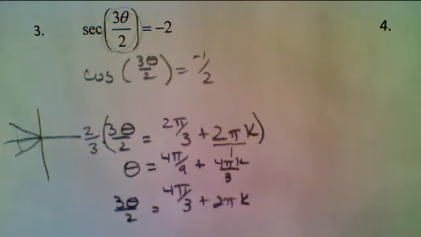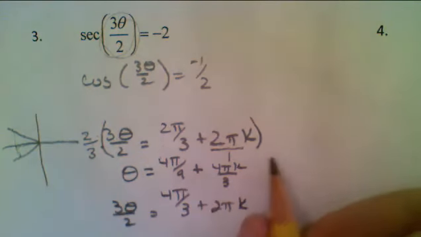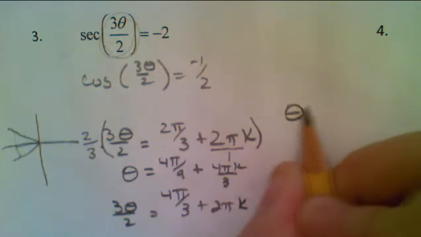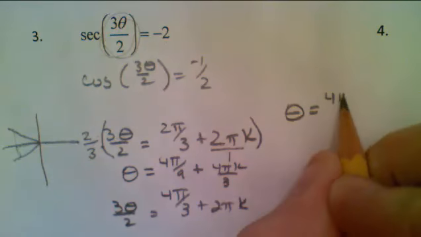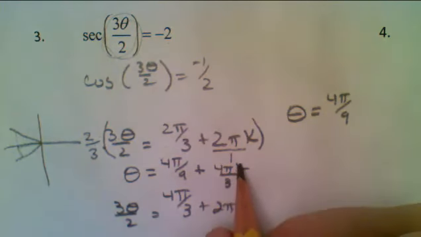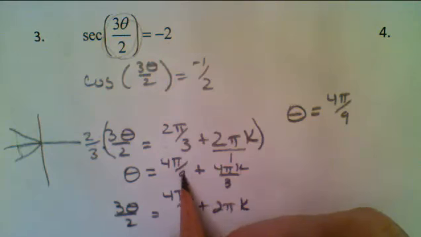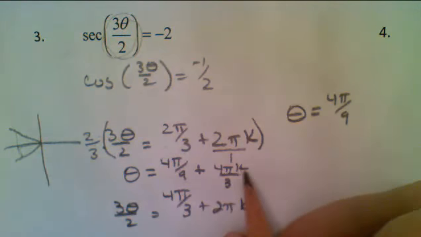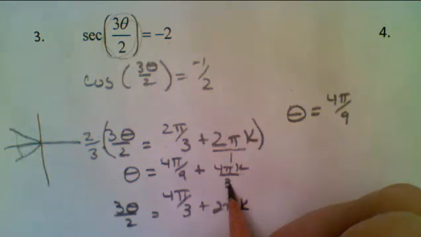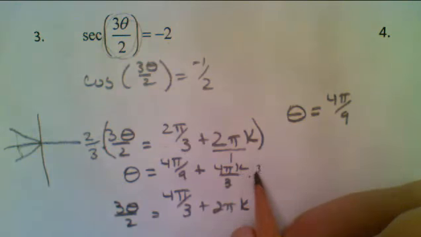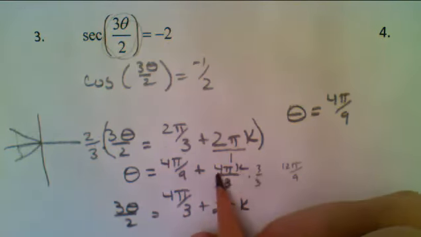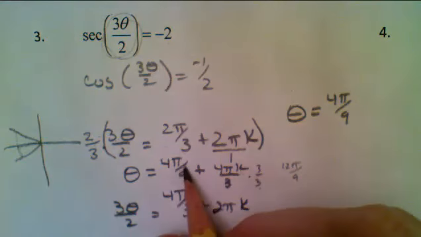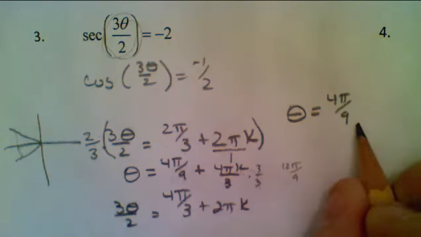All right, so let's figure out our answers to that one. When k is 0, this goes away, I'm just left with theta equals 4 pi over 9. If I put in k is 1, that means I'm going to have 4 pi over 9 plus 4 pi over 3, because k is 1. Well, 4 pi over 3 is how many ninths? It would be 12 pi over 9. So when k is 1, I'm going to add 12 pi over 9 to 4 pi over 9. I get 16 pi over 9.